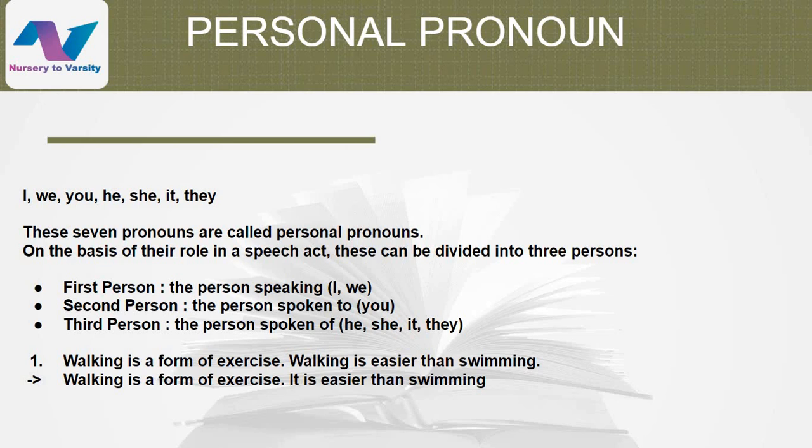So now question arises, what are persons? Basically there are 3 persons in grammar. First person, second person, and third person. First person is always the speaker. Second person is always the listener, whereas the third person is basically the person about whom we are talking about.